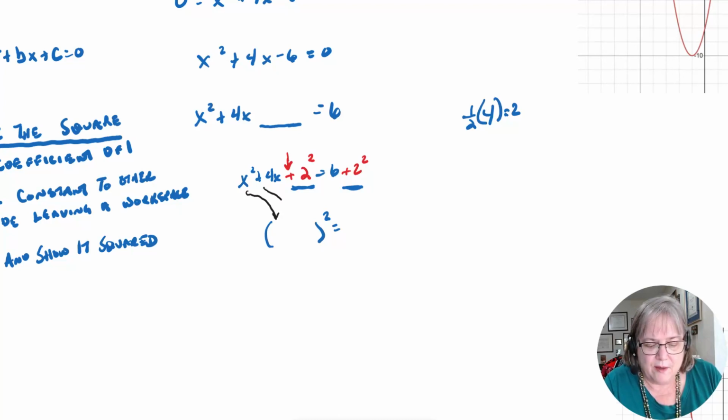This sign right here comes down. If it's plus, it comes down as a plus. If it's a minus, it comes down as a minus. And this 2 without the square comes down. So the x comes down, the plus comes down, and the 2 without the square comes down because you've got this square out here, right? Okay, so you would have the x comes down, the plus comes down, the 2 comes down.